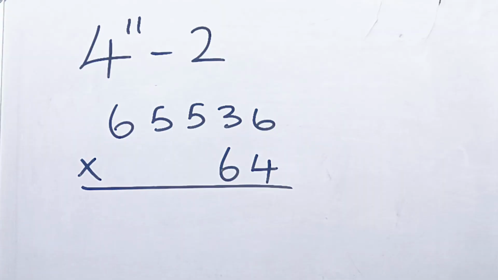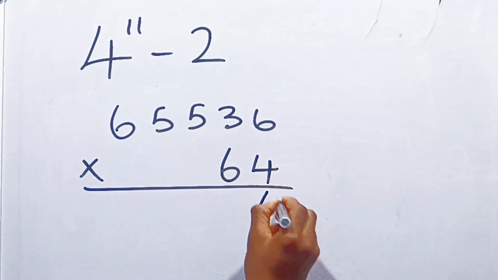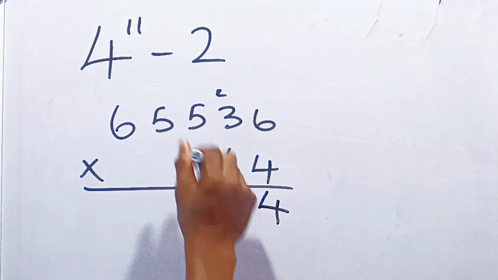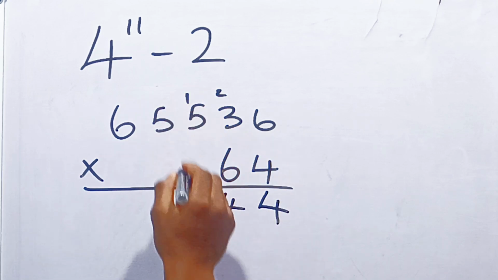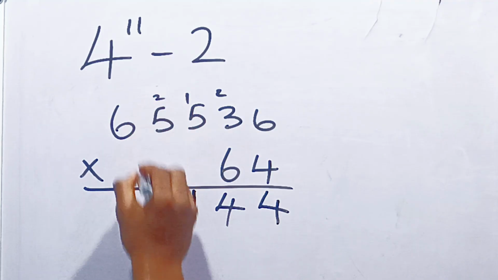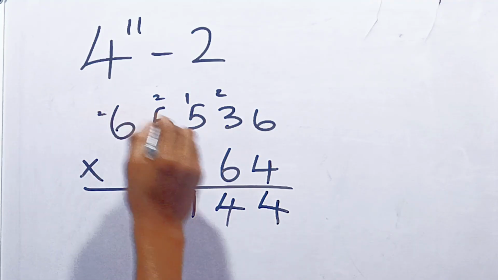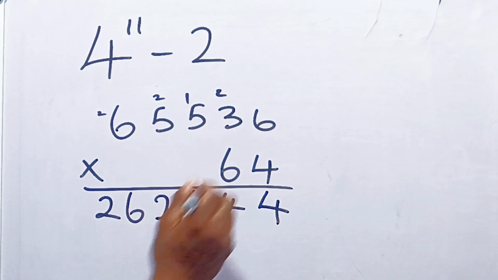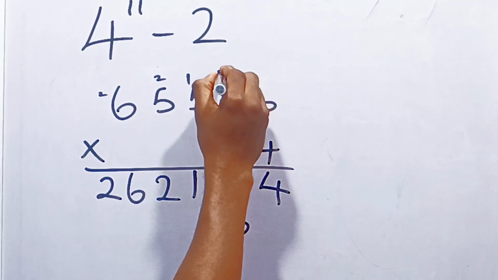Alright, now moving on from here, we have that 4 times 6 is 24, so we have 4 carry 2. 4 times 3 is 12 plus 2 is 14, we have 4 carry 1. 5 times 4 is 20 plus 1 is 21, we have 1 carry 2. 4 times 5 is 20 plus 2 is 22, we have 2 carry 2. 4 times 6 is 24 plus 2 is 26. 6 times 6 is 36, we have 6 carry 3.